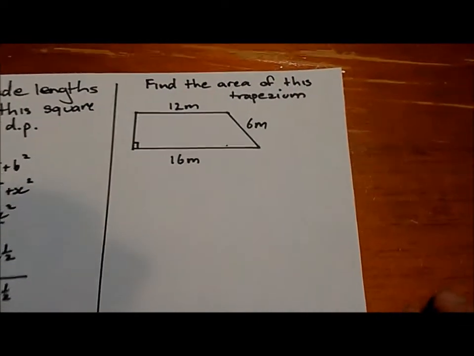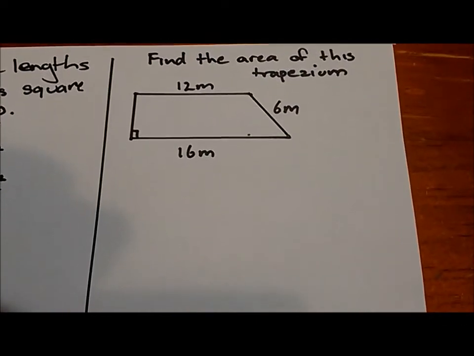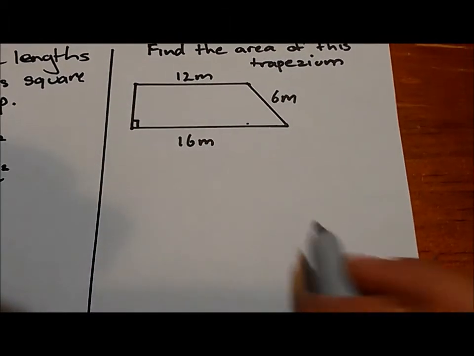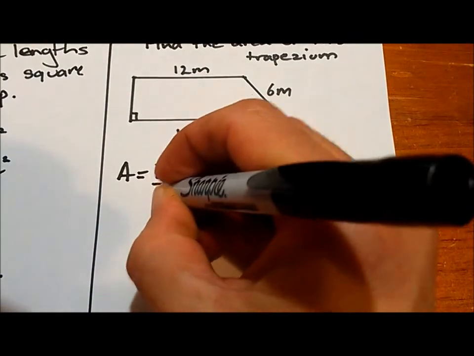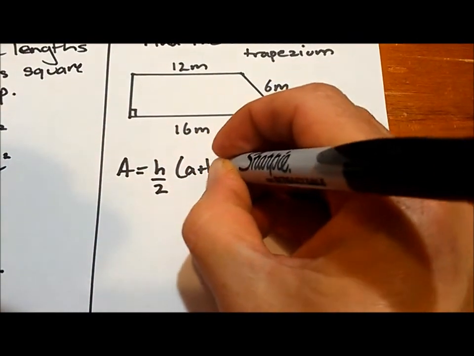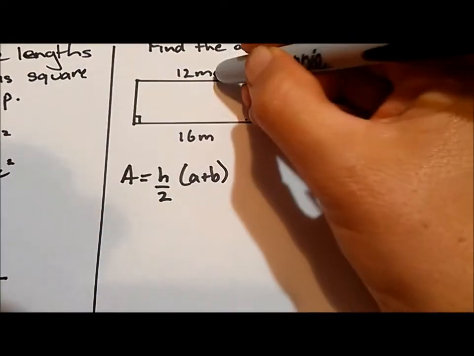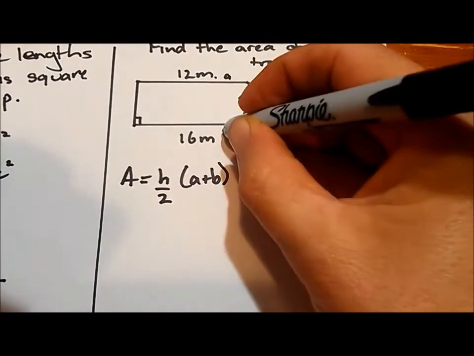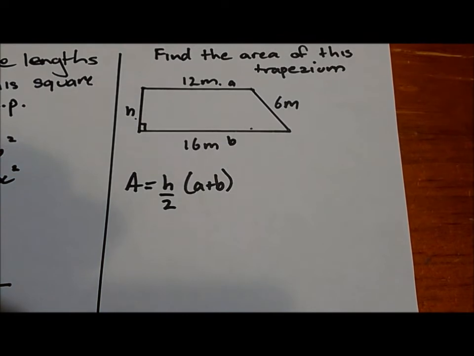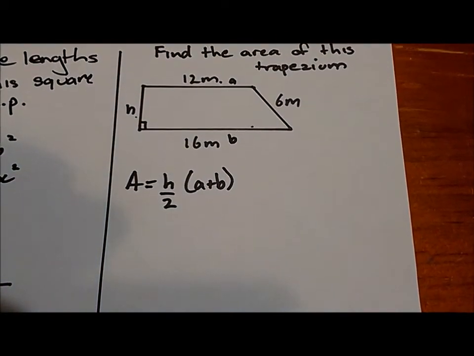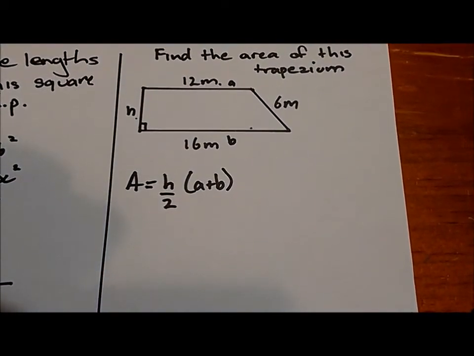Okay. Another one which involves Pythagoras: find the area of this trapezium. So I've got a trapezium here and I need to find the area of it. Now, you might recall the area formula for a trapezium is h over 2 times (a plus b). And a and b are the parallel sides, so this is a and this is b. But h is this perpendicular height. And I don't have the perpendicular height as yet. So what I need to do is to calculate that.